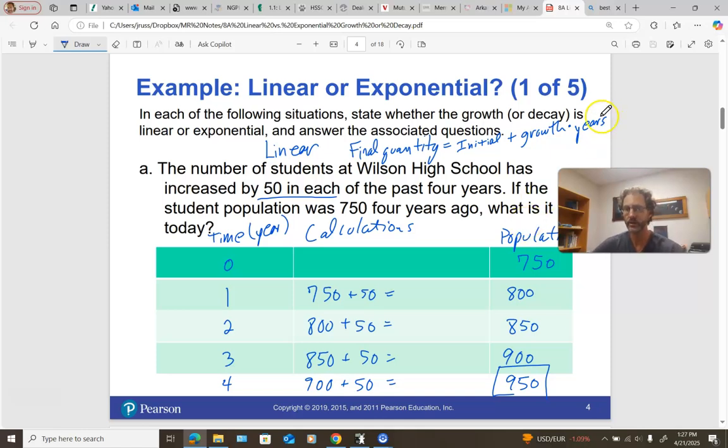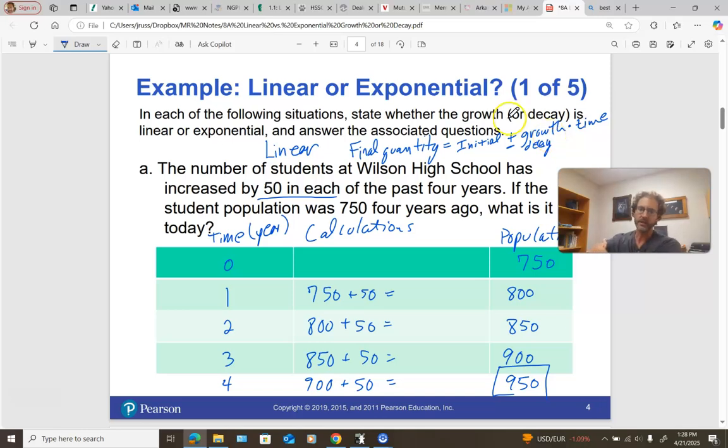It's not always years. The interval of time could be like a month or a day, or every 2 years. Actually, let me change that to time. And by the way, guys, I'm going to put a plus and a minus here. So this will work for decay as well.